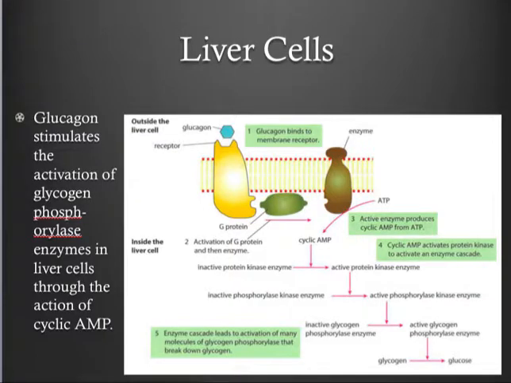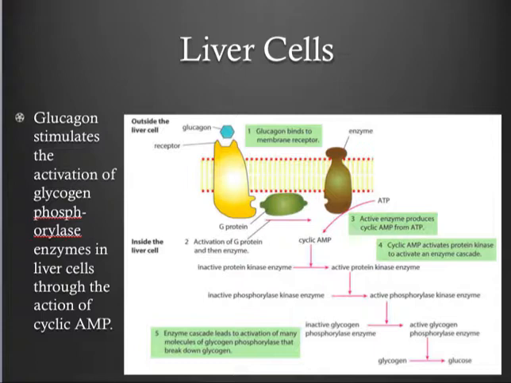A decrease in blood glucose concentration is detected by the alpha and beta cells in the pancreas. So the alpha cells respond by secreting glucagon, while the beta cells respond by stopping the secretion of insulin. The decrease in the concentration of insulin in the blood reduces the rate of uptake and the use of glucose by liver and muscle cells. Uptake will still continue, but at a lower rate.